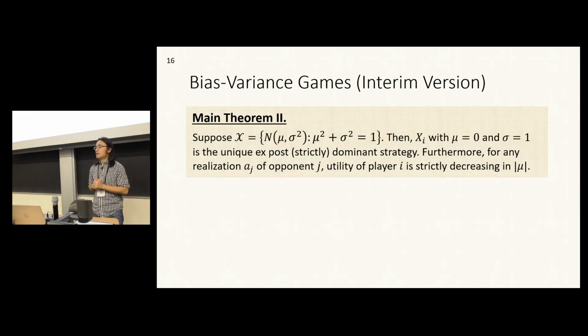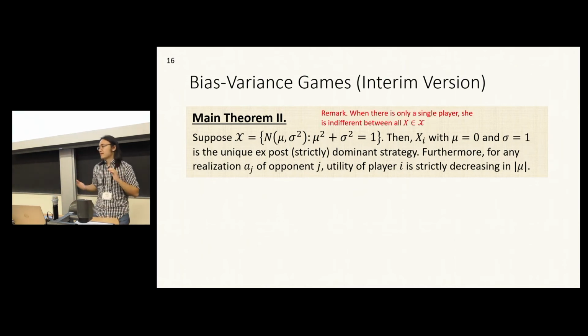So here is our second result for this more stylized model. Let's suppose that the prediction error distribution is the normal distribution, where mu square plus sigma square equals 1. You can interpret this as, suppose there is only a single player, he will be indifferent between all the prediction error distributions in this set, because the expectation of the prediction error exactly equals mu square plus sigma square. Now, suppose we have 2 players under competition. Then the xi with mu I equals 0 and sigma equals 1 will be the unique exposed strictly dominant strategy. Furthermore, this utility will be strictly decreasing in the absolute value of mu.